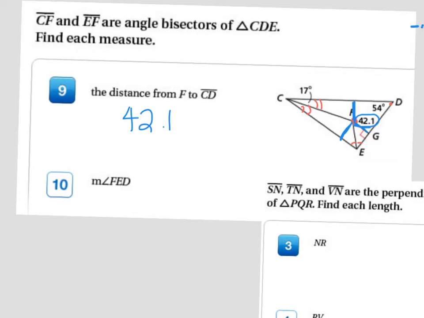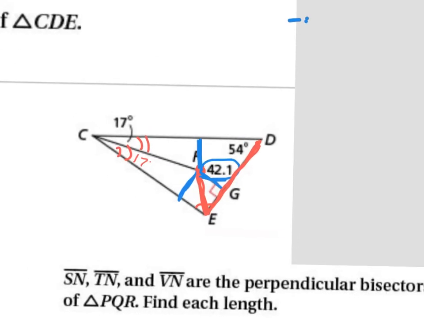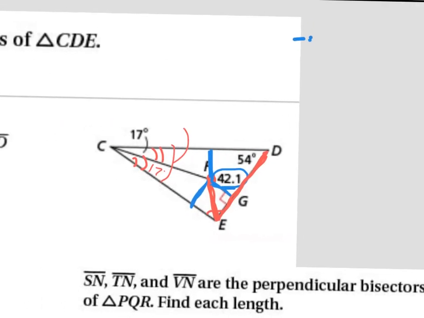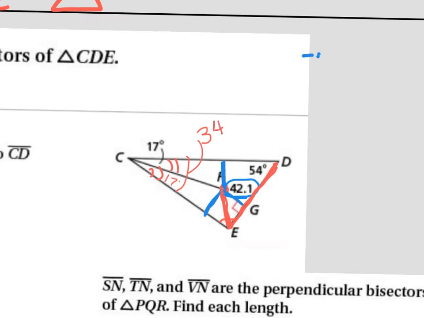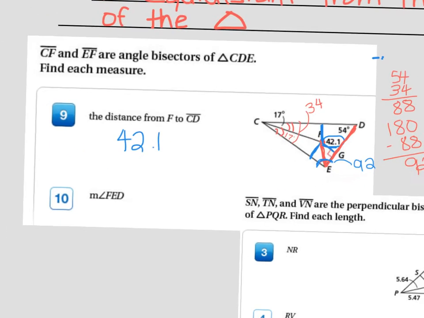Angle FED, FED is this angle here, okay? So this is a lot like the quiz where I've got to get some angles to get to the others. If that top angle is 17, then so is this angle. So this is 34, good. 54 plus 34 is 88. Subtract that from 180. 92, that's this whole angle. Which means half of it would be? 46. Good.